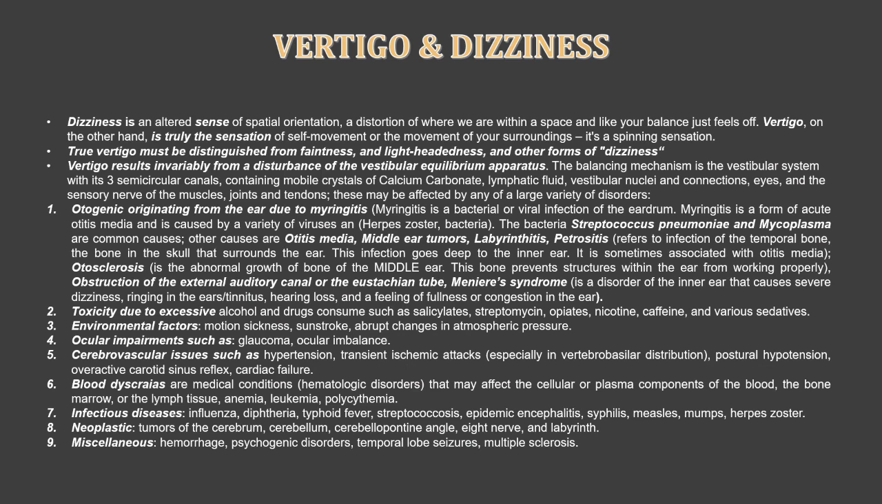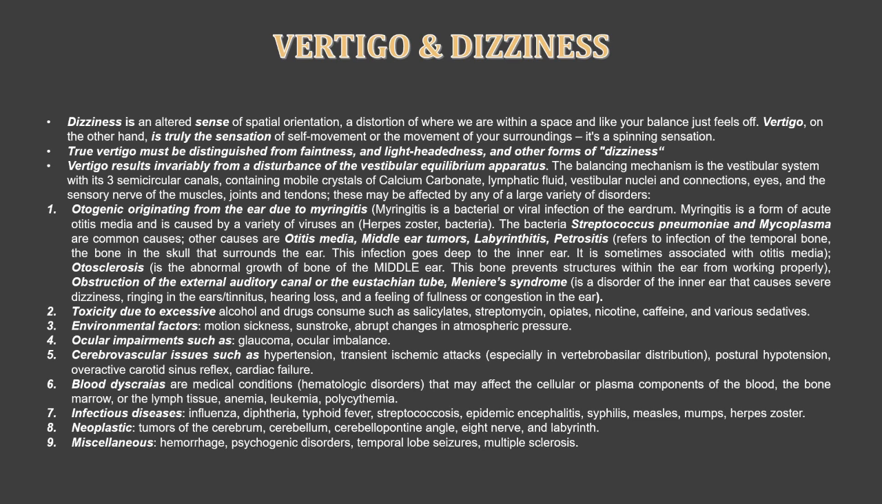So dizziness is an altered sense of spatial orientation, a distortion of where we are within a space, and your balance just feels off. Vertigo, on the other hand, is truly the sensation of self-movement or the movement of your surroundings. It's a spinning sensation. True vertigo must therefore be distinguished also from faintness and lightheadedness and other forms of dizziness.